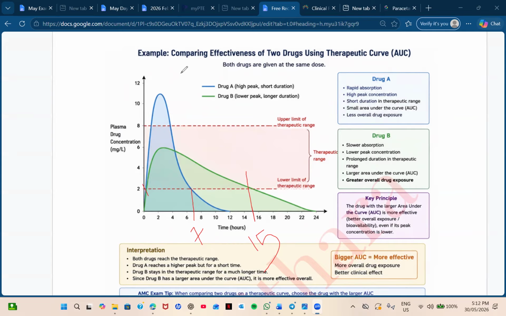So what is the main idea you can get here? The drug with the larger area under the curve is more effective, because it has better overall exposure even when its peak concentration is low, since the other goes up and down. That's it, right? So B is more effective. So what is the theory you need to understand? Bigger AUC is more effective, more overall drug exposure, better clinical effect, right?